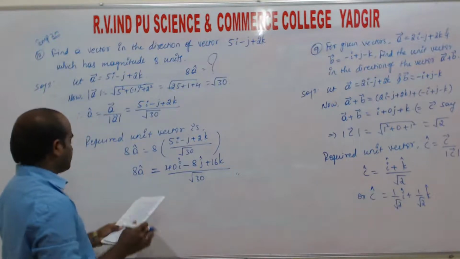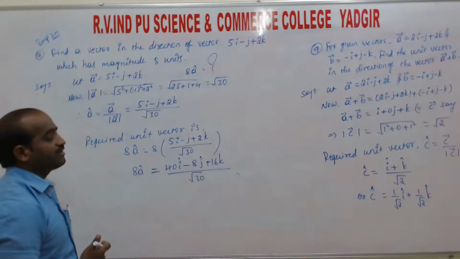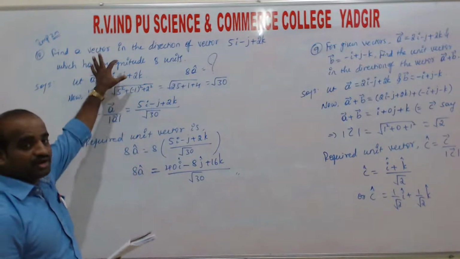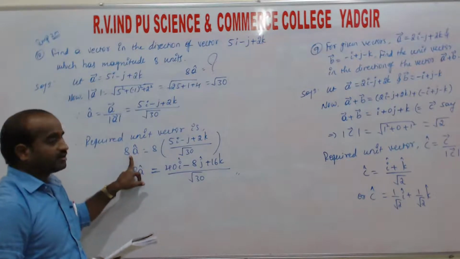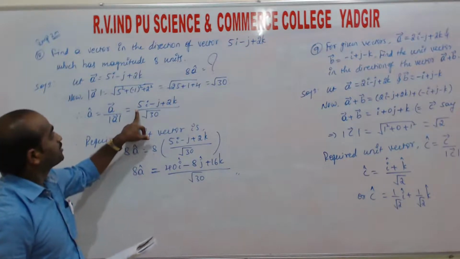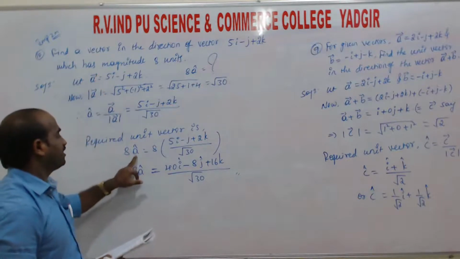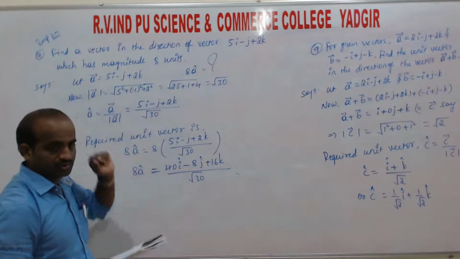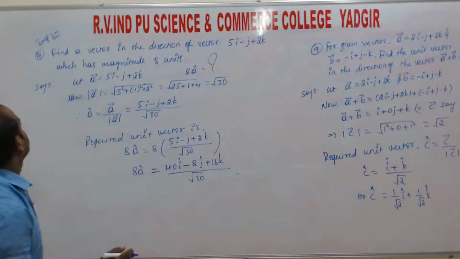Now separately, this one is what? The vector having magnitude equal to 8 and in the direction of a vector is given by 8 into a cap. Its magnitude is equal to 8 and its direction is the a vector, given by 8 into a cap. A cap is already found. This type of another question is homework.